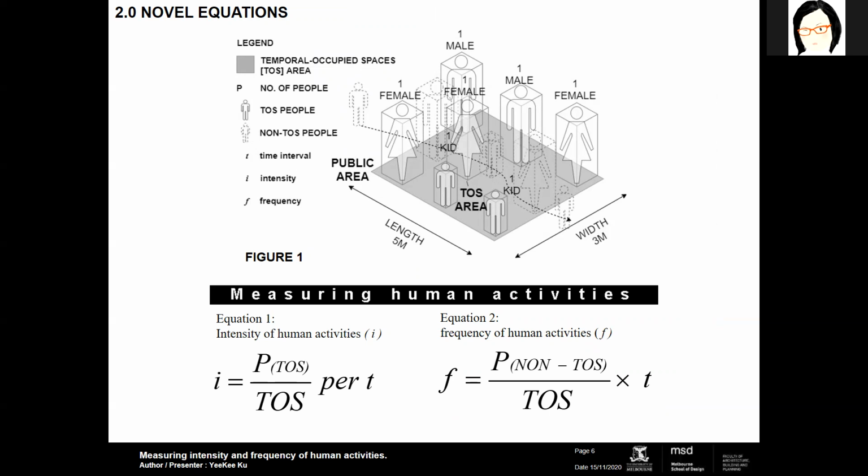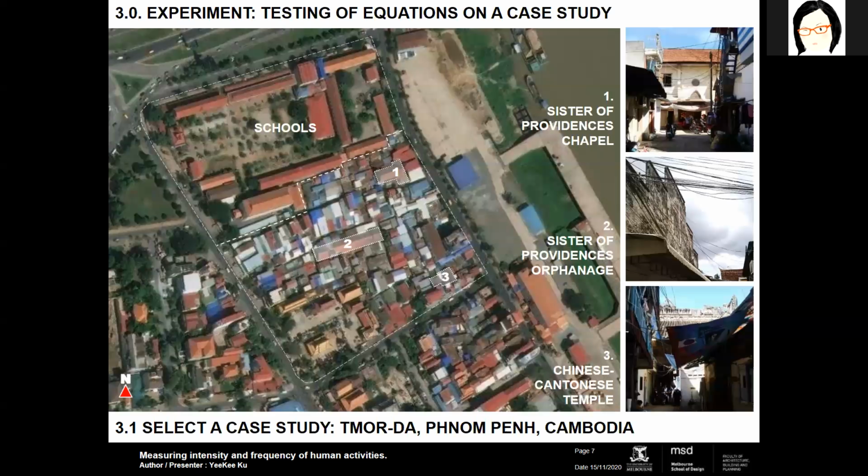This paper introduces two novel equations to measure human activities in an urban environment: intensity and frequency. Intensity measures the number of people occupying an area for more extended time activities. The equation of intensity is the number of people on TOS divided by the TOS area at every time interval. Frequency measures the shorter activities that do not occupy an area. The equation of frequency is the number of people not on TOS divided by the TOS area and multiplied by the time interval.